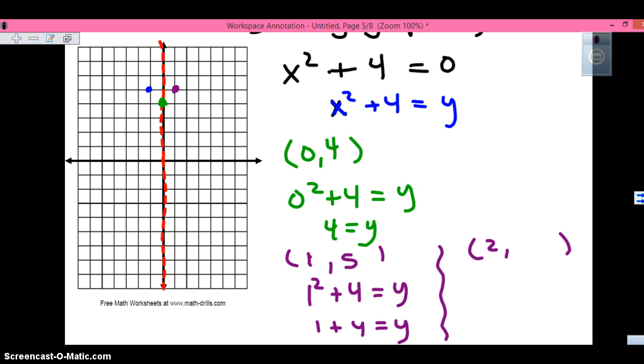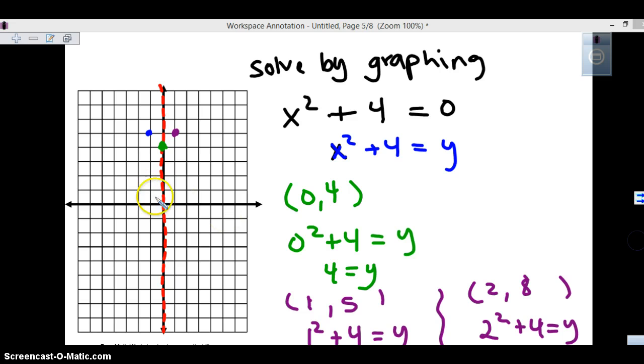If I wanted to find another ordered pair, we say x is 2. We can say 2 squared plus 4 equals y. 2 squared is 4, and 4 plus 4 equals y. That means 8 would be equal to y. If we want to graph 2, 8, we go to 2, and up 1, 2, 3, 4, 5, 6, 7, 8, like here, and we can mirror the point to the other side. We've got enough information for our parabola.